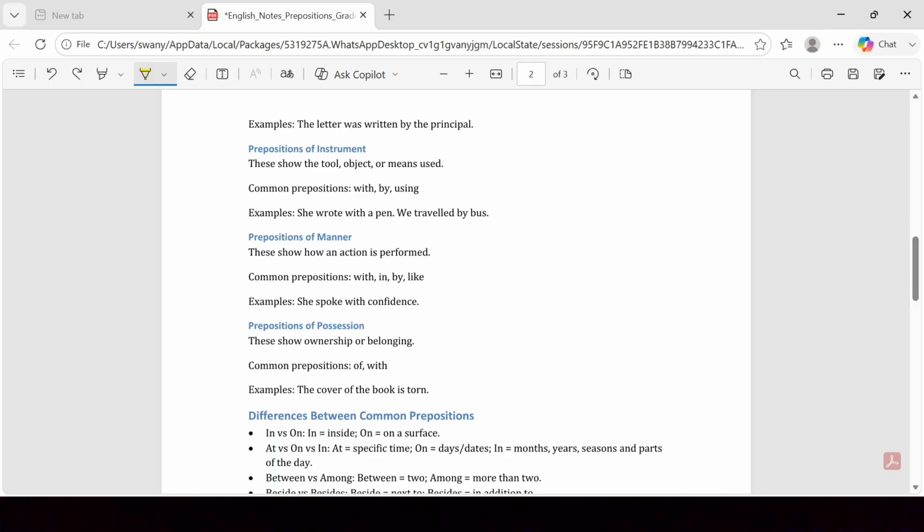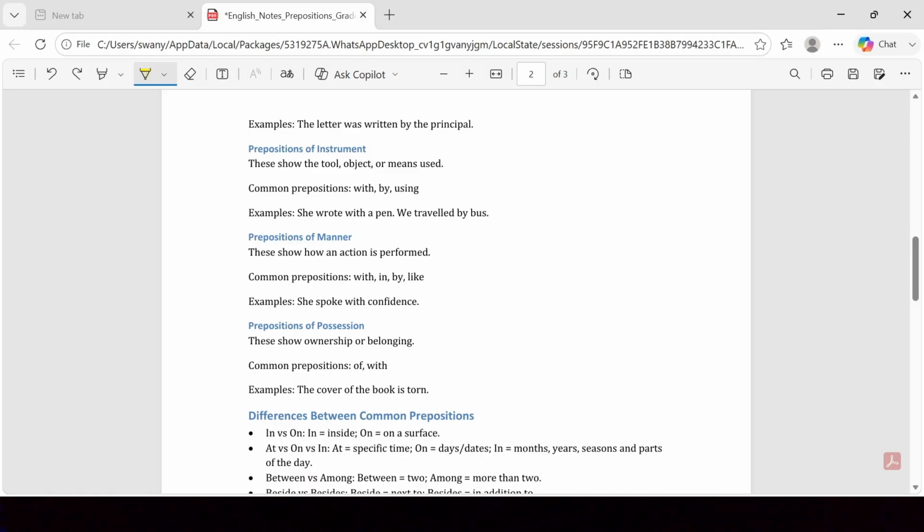We have prepositions of possession. These show ownership or belonging. Common prepositions we have are of and with. Example: the cover of the book is torn.